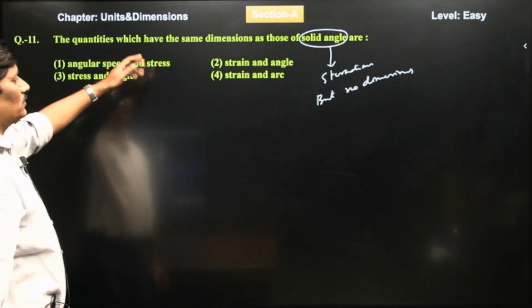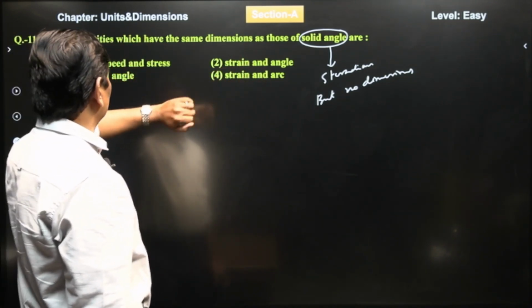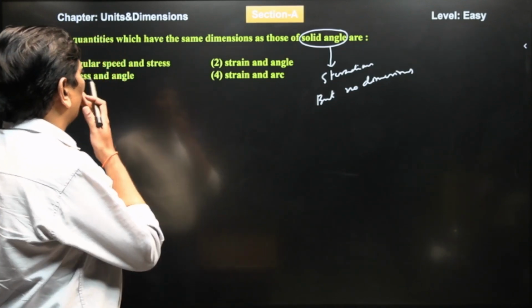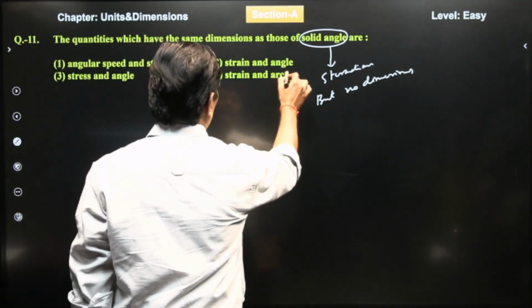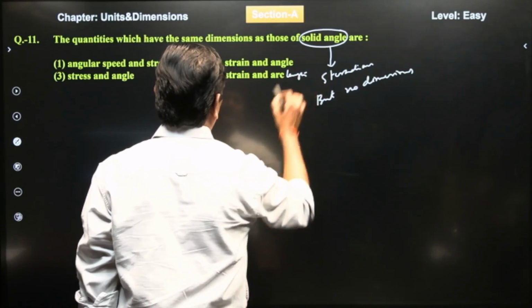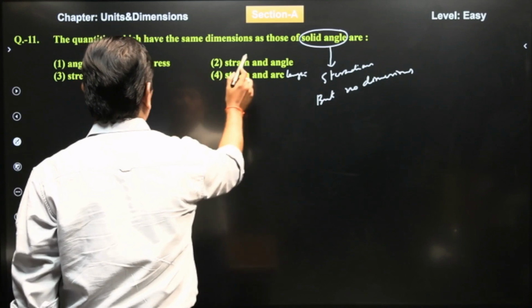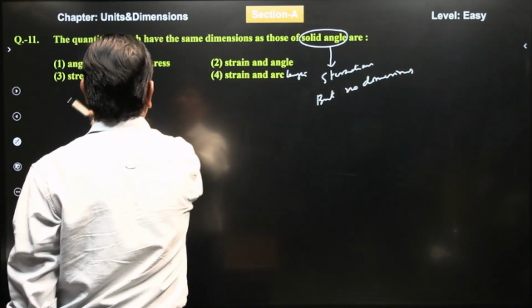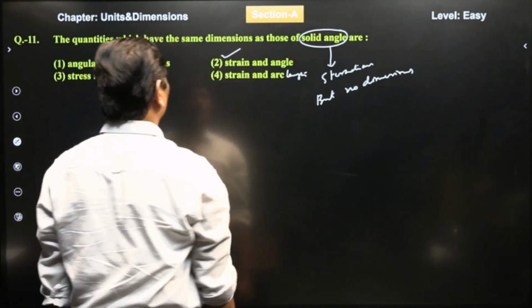Angular speed and stress, we know they have dimensions. Strain and angle means possible. Stress and angle not possible. Strain and arc. Okay, arc means arc length. Arc length means it is length, it has dimension. So, having dimension, no dimension. No dimension, having dimension. That's why our option will be 2.